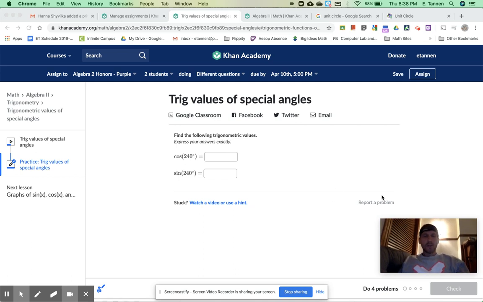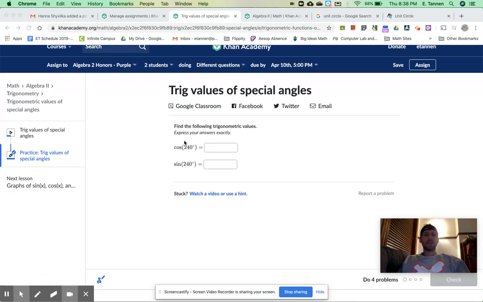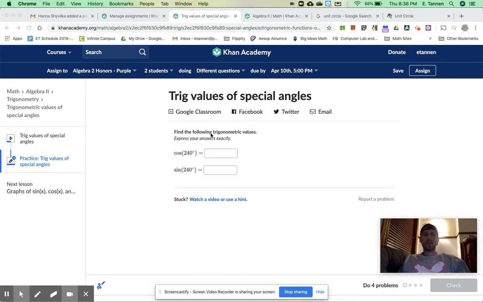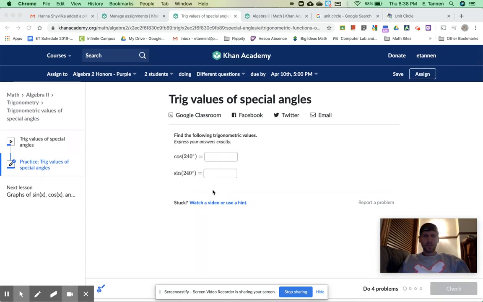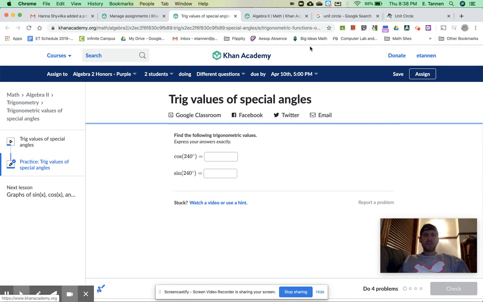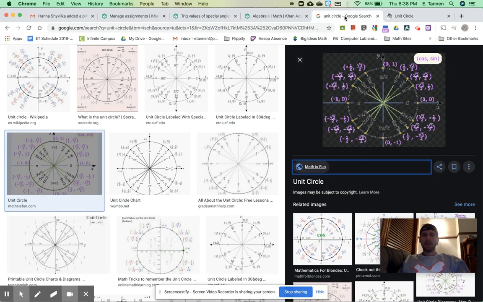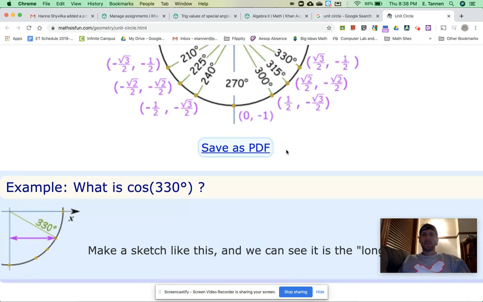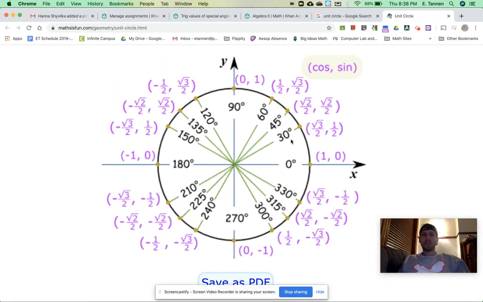Hello, everybody. So I've been getting a few questions about this assignment towards the end about trig values of special angles. So just remember, you can always watch a video or use a hint if necessary. But basically, all of these answers are going to help by thinking about the unit circle here. So it may be best for us to look at it in degrees first.